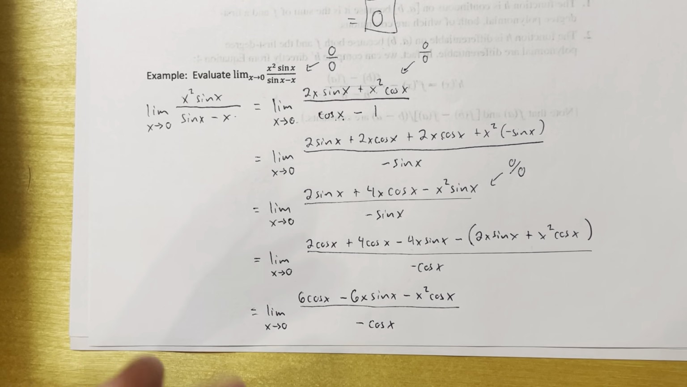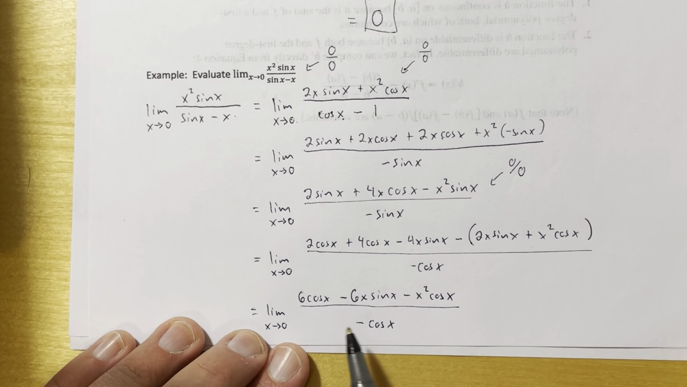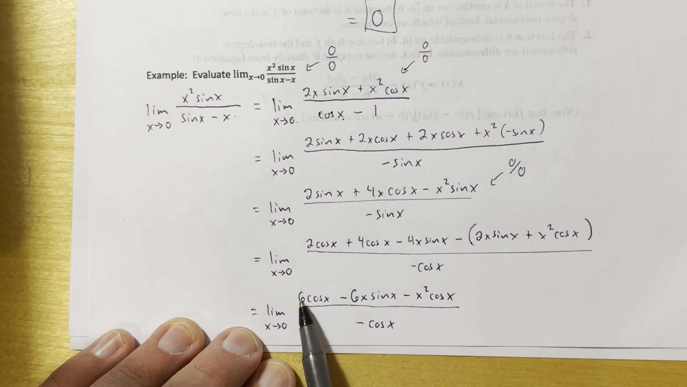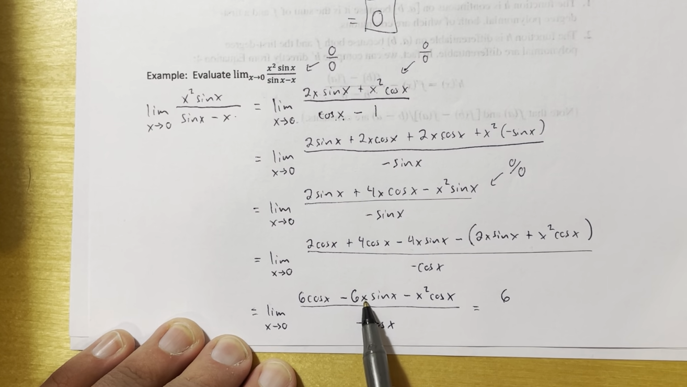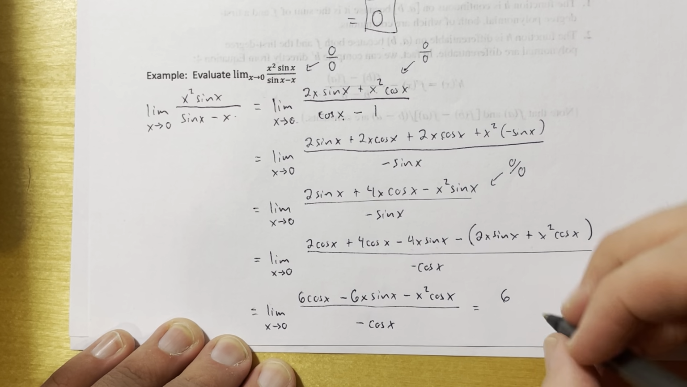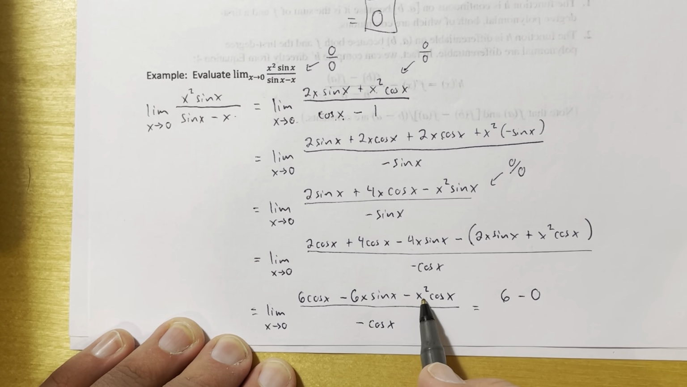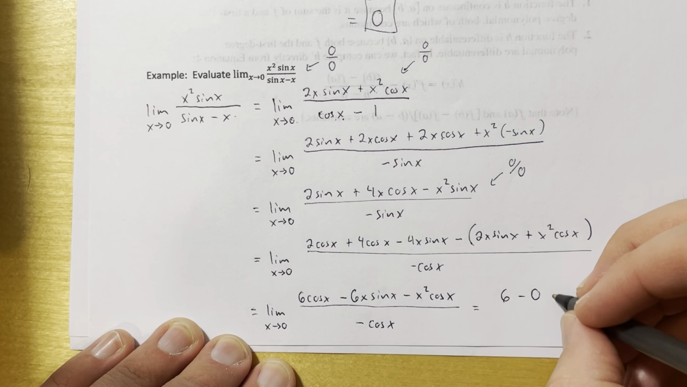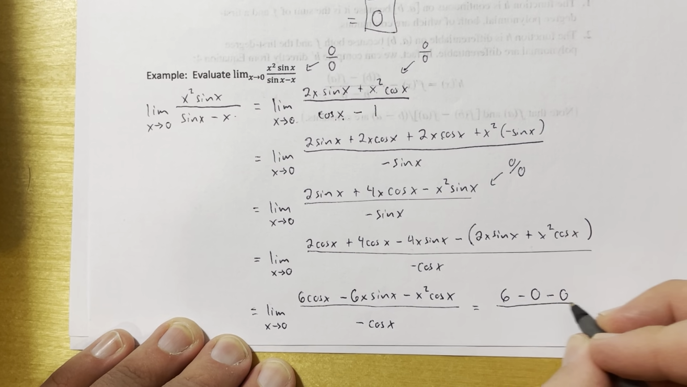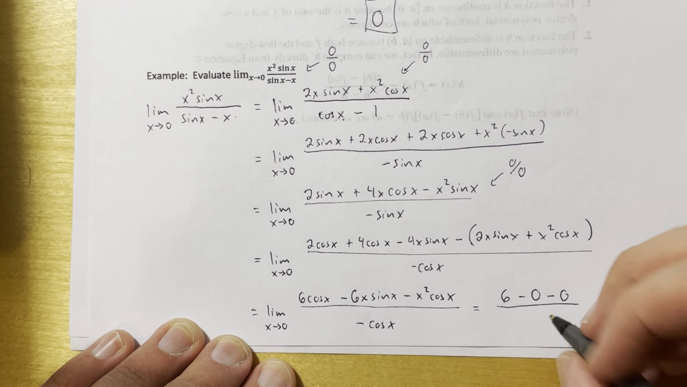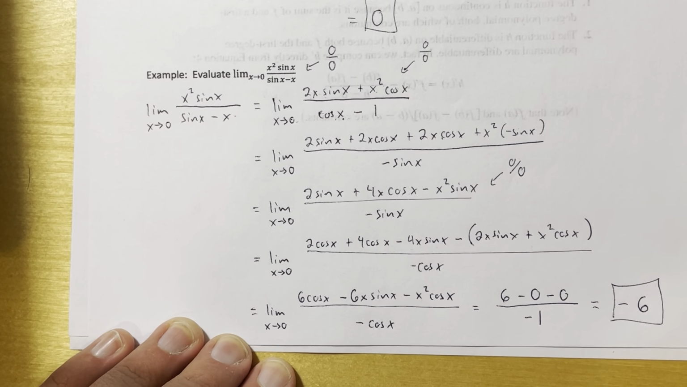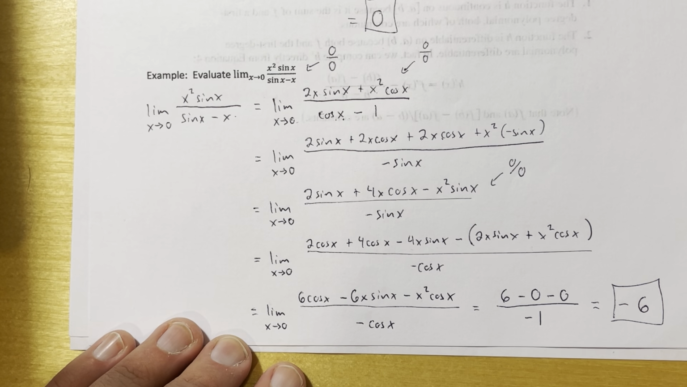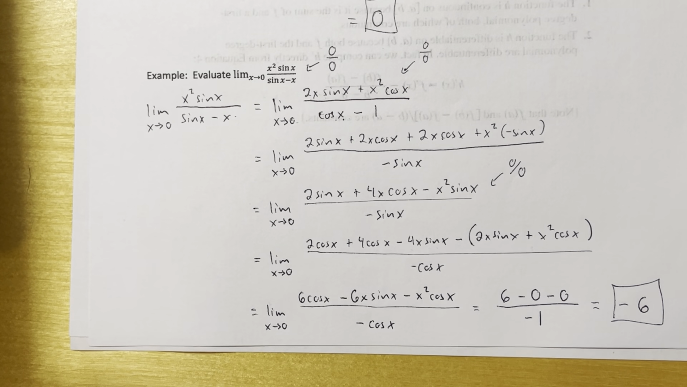Now, if you notice, I can actually use direct substitution this time. If I plug 0 in directly, I get 6 times 1, which is 6, minus, if I plug a 0 into this x, that whole term goes to 0. And if I plug a 0 in for that x squared there, I get another minus 0. Down here, I get -1. This whole thing becomes -6. Okay? So that took 3 applications of L'Hopital's rule, but we eventually got there.